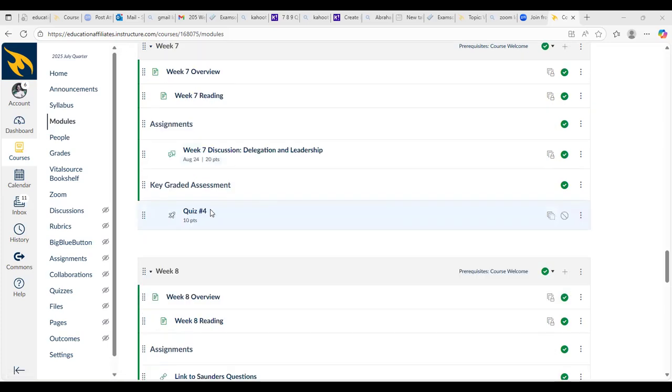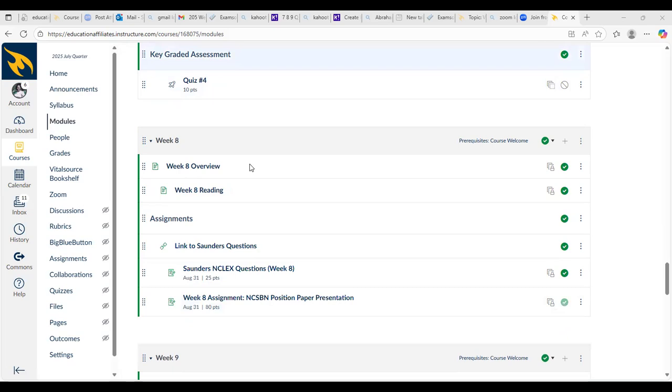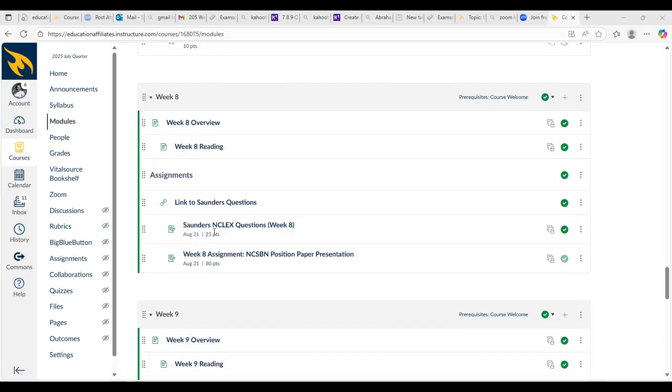Then in week 7, when we come back next week, we have a quiz. And then you have a discussion question. Make sure that you're reading and responding by the due dates. And then we skip a week. We don't have a quiz this week, but you have these NCLEX questions. Make sure that you are turning in that highest score.